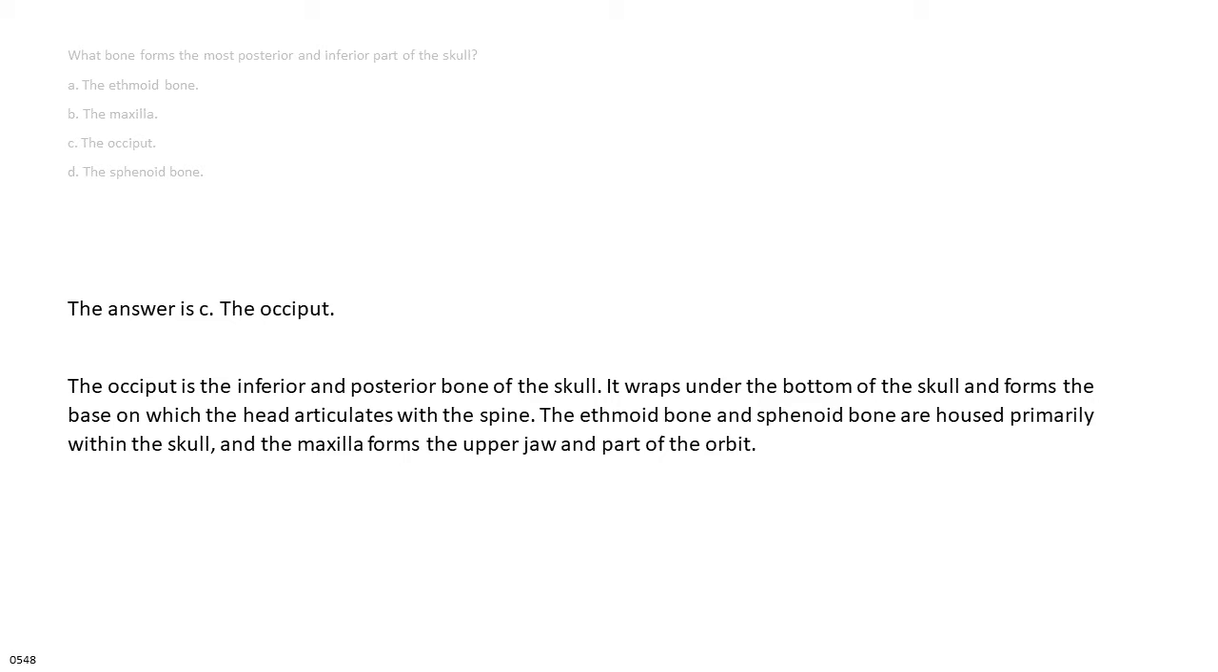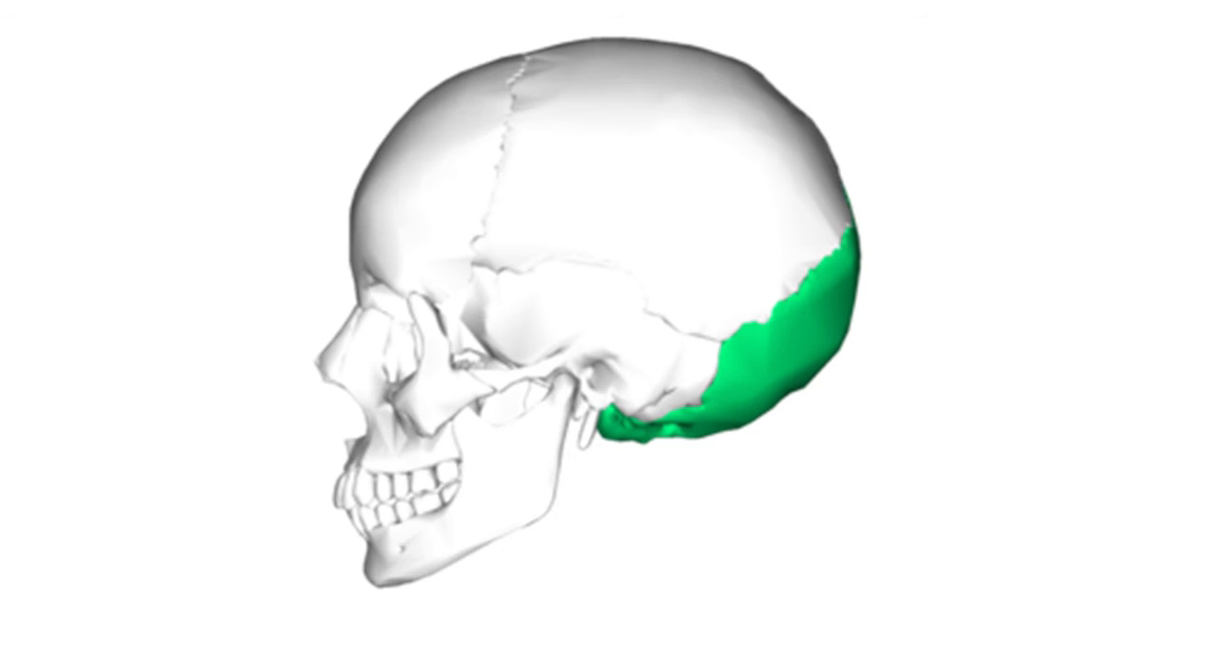The answer is C. The occiput. The occiput is the inferior and posterior bone of the skull. It wraps under the bottom of the skull and forms the base on which the head articulates with the spine. The ethmoid bone and sphenoid bone are housed primarily within the skull, and the maxilla forms the upper jaw and part of the orbit.